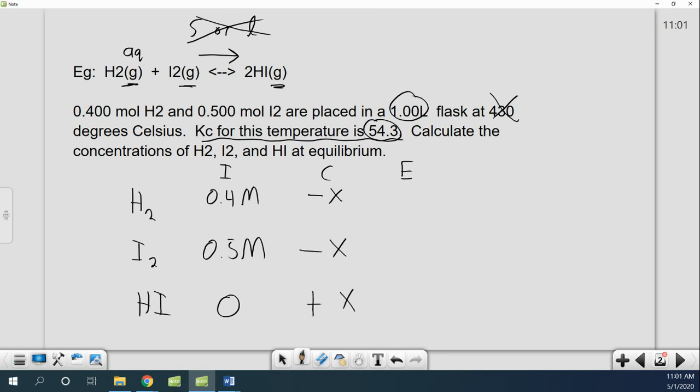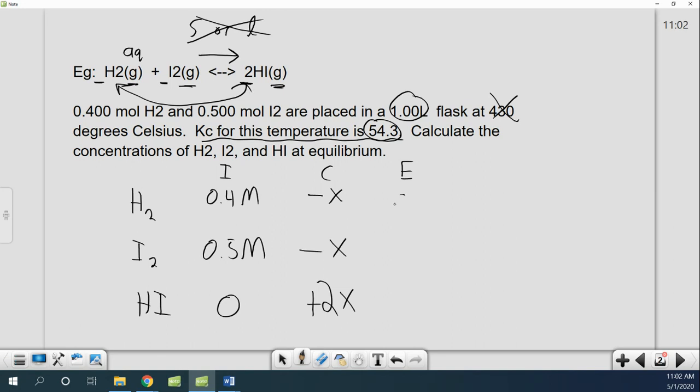Now I check my mole ratios. I'm using up H2, so I'm subtracting it. But how much? Well, 1 H2, 1 I2, and 2 HIs. So whatever my change in hydrogen gas is, I'm going to have twice that much change in hydrogen iodide because of the 2 to 1 mole ratio up here. And now we know what everything is at equilibrium.